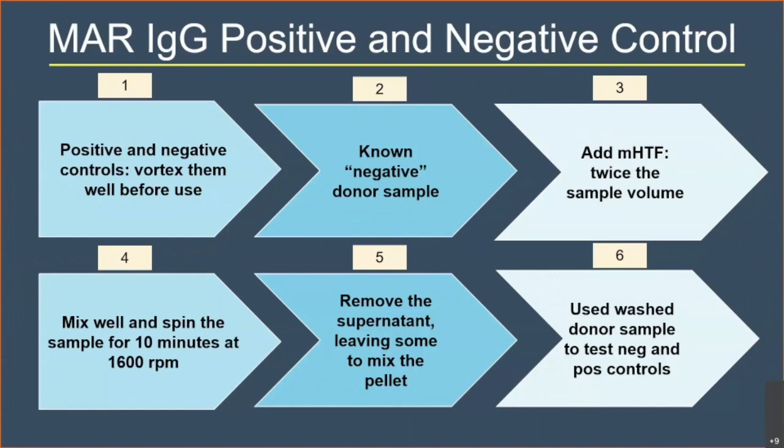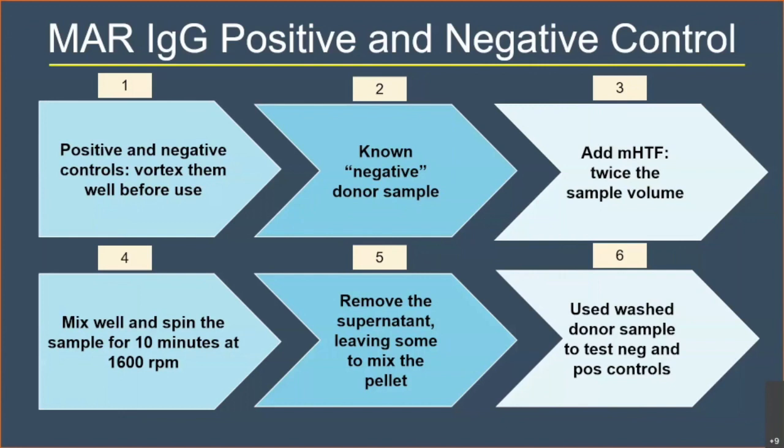So here I've provided a step-by-step protocol of how the MAR IgG positive and negative controls are run. So the first step is to vortex both the controls well before use. And the second step is we use a known negative. Known negative means this donor sample. It's a normospermic subject, and his sample was already tested for antibody and was negative. And to this sample, we add modified human tubal fluid, twice the sample volume.